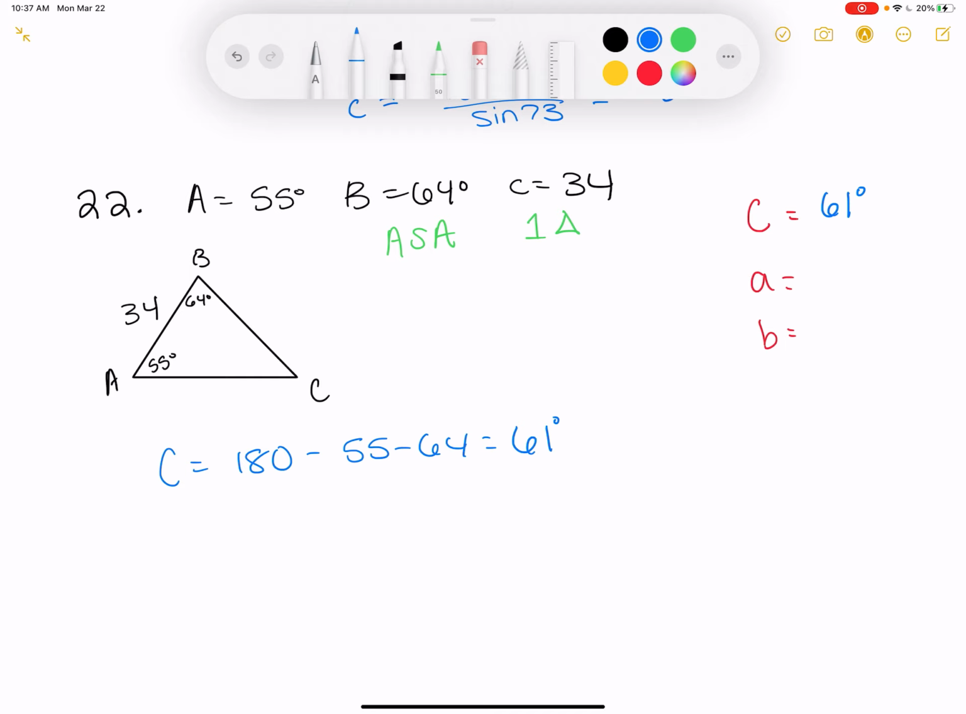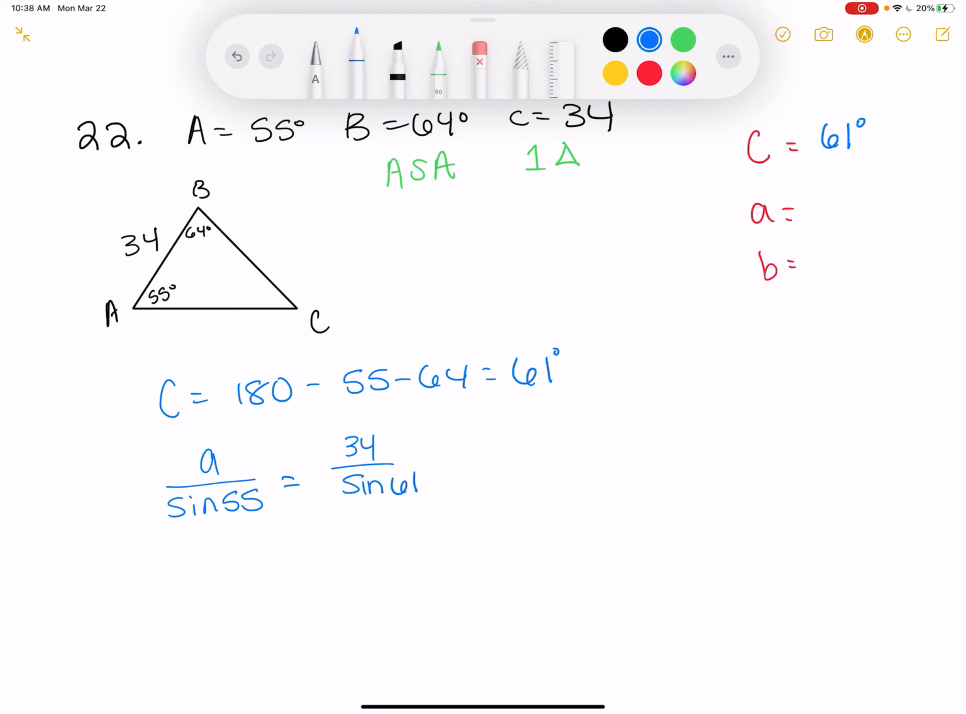A over the sine of 55 is equal to... wait, we already have C, all of C, right? Yes. Okay, so then it's going to be 34 over the sine of 61. Everybody understand how we set this up? Now I need to multiply by the sine of 55 to get A by itself. So A is equal to 34 sine of 55 over the sine of 61.